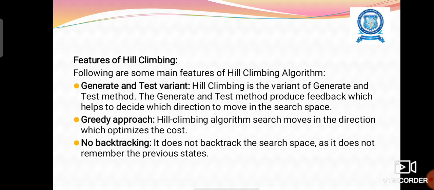Features of hill climbing. The following are the main features: generate and test variant, greedy approach, no backtracking. Hill climbing is a variant of the generate and test method. The generate and test method produces feedback which helps to decide which direction to move in the search space. Greedy approach: the hill climbing algorithm search moves in the direction which optimizes the cost. No backtracking: it does not backtrack the search space as it does not remember the previous states.